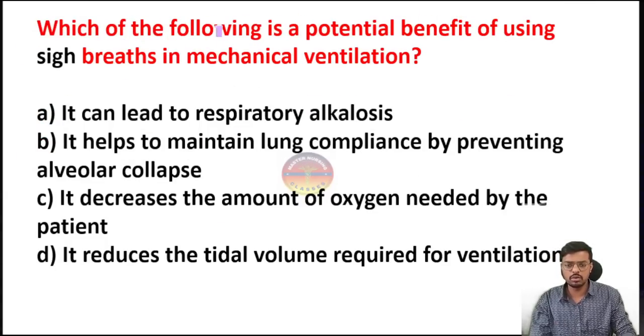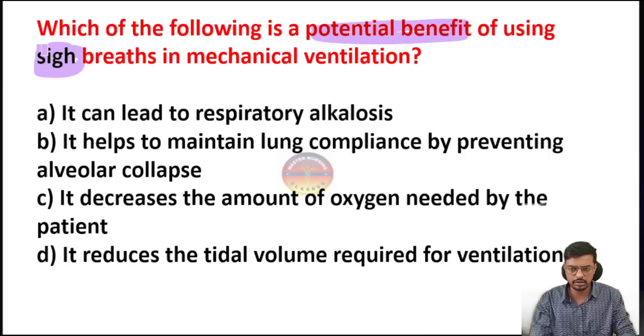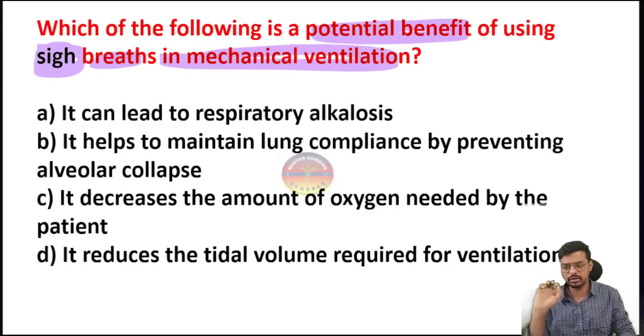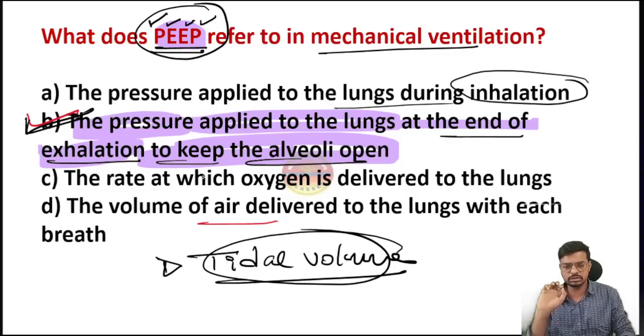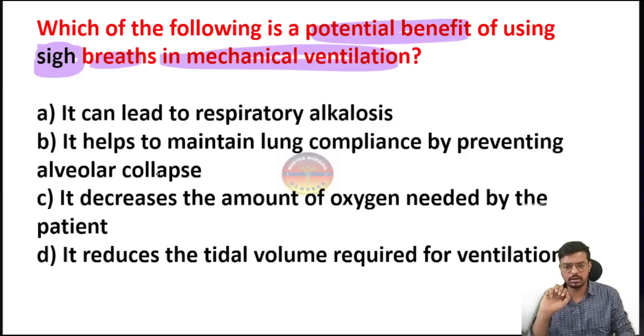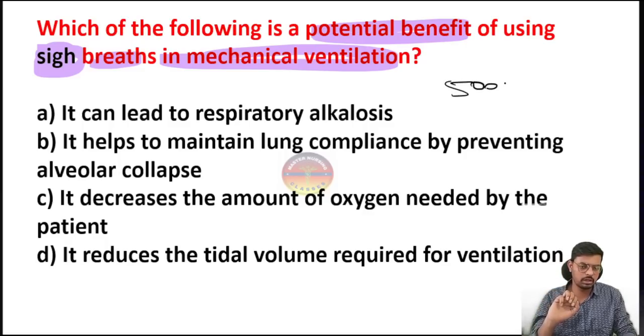Okay, the next question is: which of the following is a potential benefit of using the sigh breath during mechanical ventilation? So what is a sigh breath? As I told, here we have to keep the tidal volume at 500 ml. In the first question I told the range for the tidal volume is 500 ml, right?